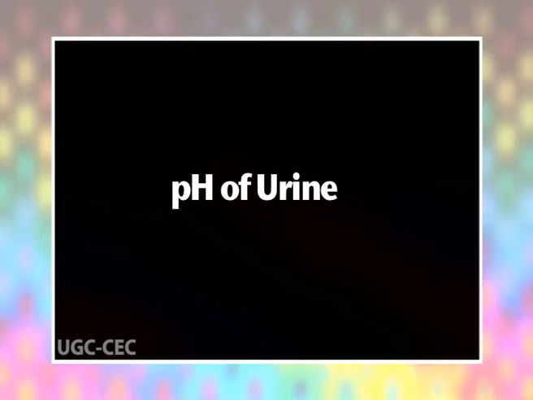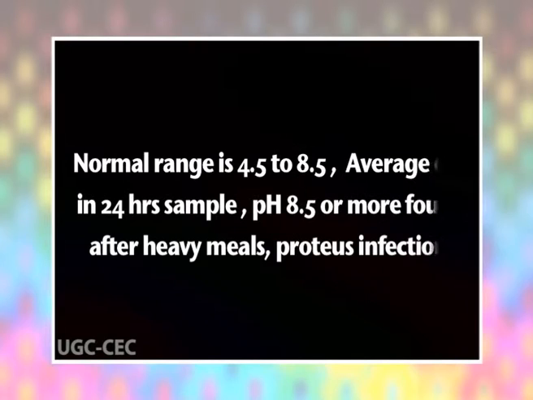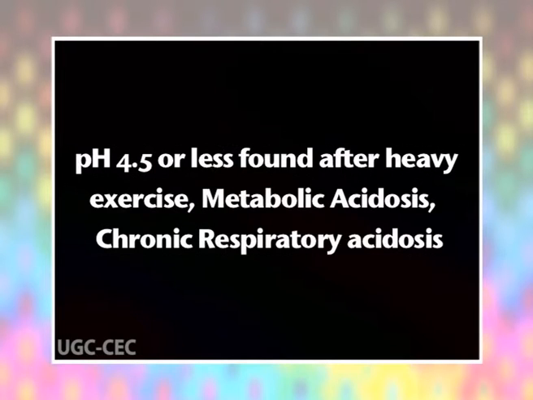Now let's discuss the pH of urine. Normal range is 4.5 to 8.5. Average 6.0 in 24-hour sample. pH 8.5 or more is found after heavy meals, protease infection. pH 4.5 or less is found after heavy exercise, metabolic acidosis, chronic respiratory acidosis.